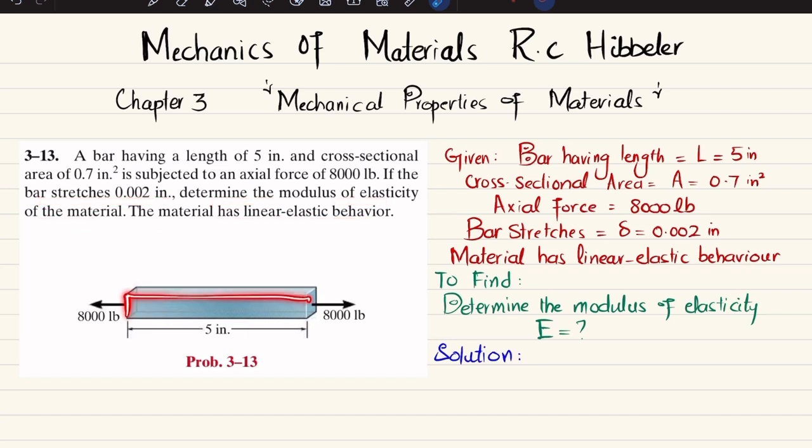So you can see this is the bar having 5 inch length, and there is an axial load of 8,000 pound. Due to this load, it stretches, meaning the change in length will be 0.002 inch. So you have to determine the modulus of elasticity. First, we will write the given data. Bar length is 5 inch, cross-sectional area is 0.7, axial force is 8,000 pound, and the change in length or bar stretch is 0.002 inch. The material behaves elastically, and we have to determine the modulus of elasticity. So let's start with the solution.